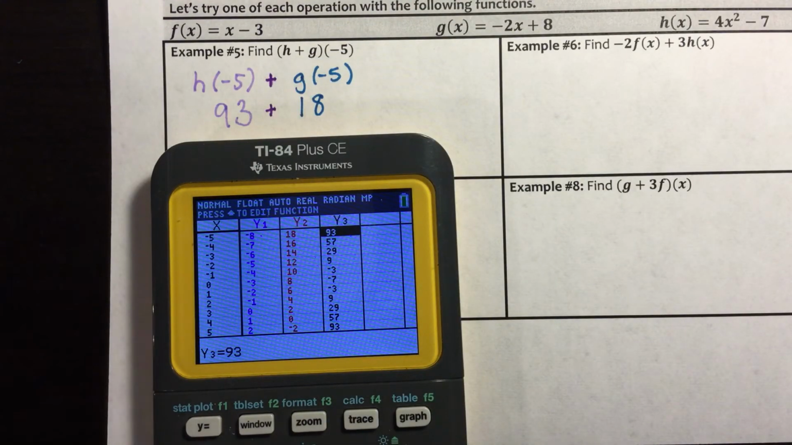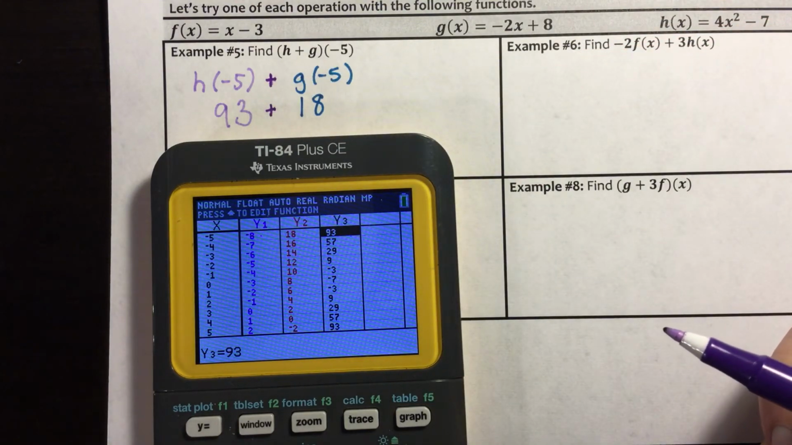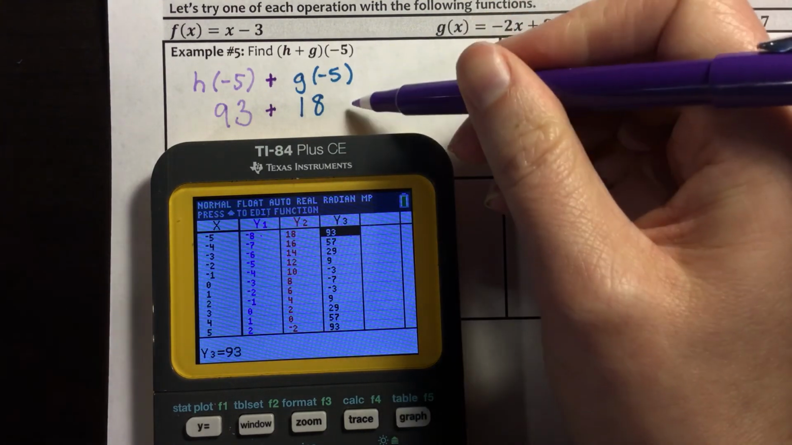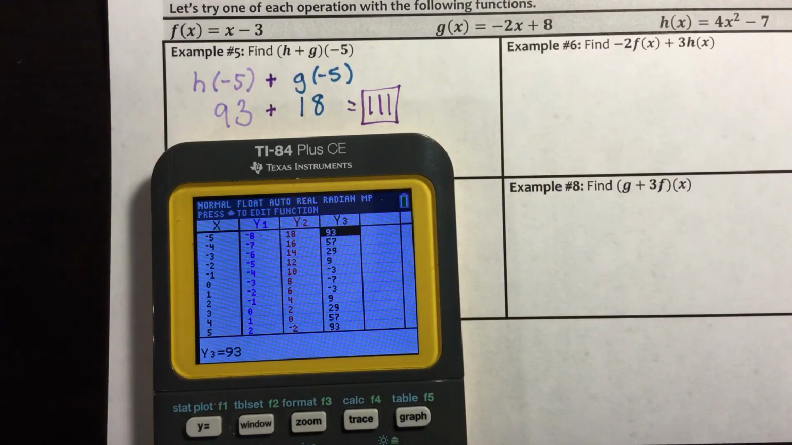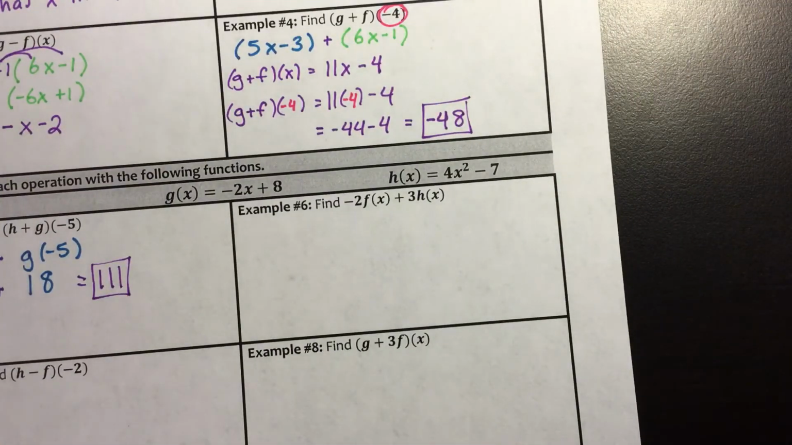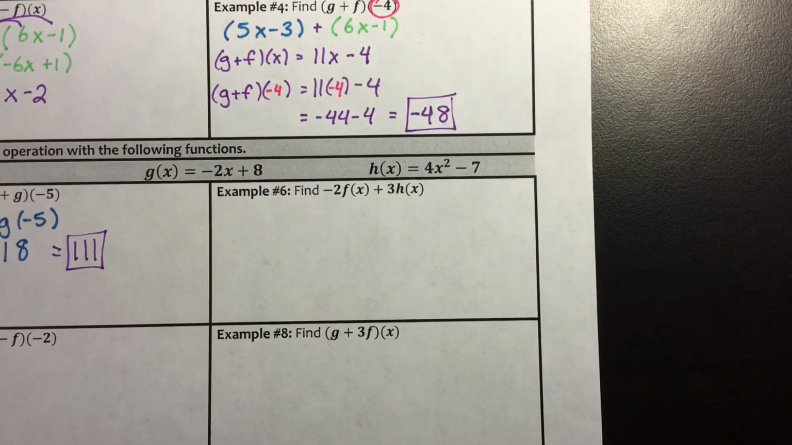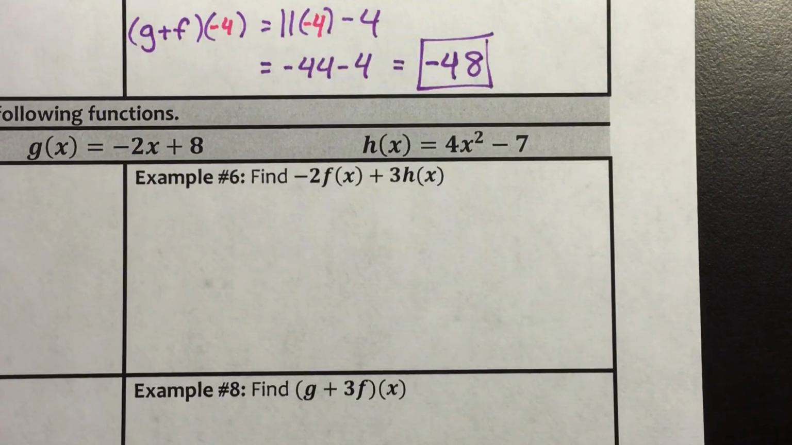So all we have to do is now add together 93 plus 18, and we get 111. So the calculator saved us a whole bunch of work. Taking a look at example 6, though, the calculator is not going to be much help, and that's because we are not plugging in a number. We're plugging in an x. So we know that our answer is supposed to still have x's in it.